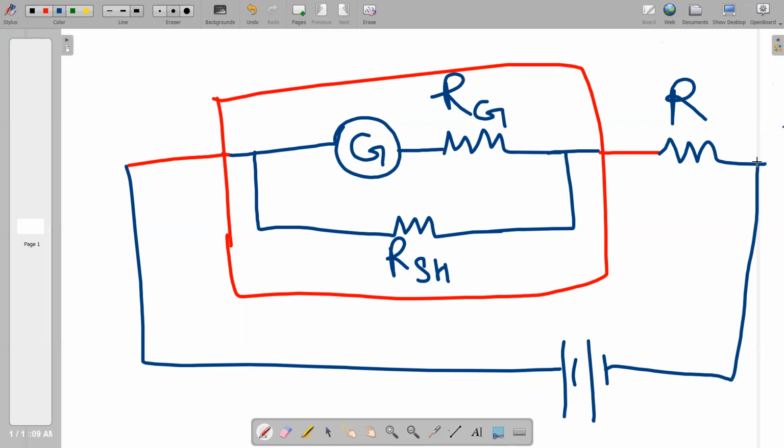Without the ammeter, the current through R is V by R. And after connecting the ammeter, the current through R should not change. It should still remain V by R. Now let us see how this is possible.